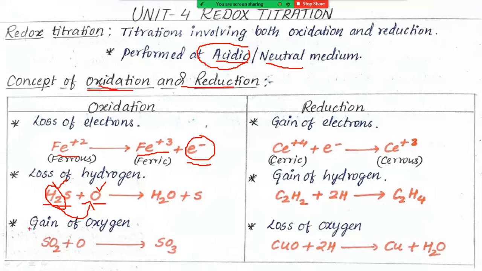And the next one is gain of oxygen. Gain of oxygen is also called oxidation. Why? Because here sulfur dioxide will be accepting one oxygen atom and converting into sulfur trioxide. So loss of electrons and loss of hydrogens look similar, that means both are getting lost, and then gain of oxygen. So this is called oxidation.